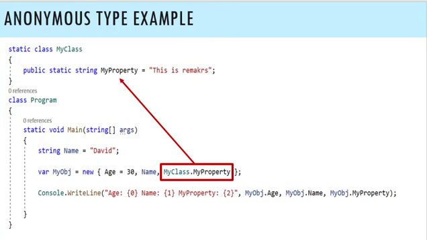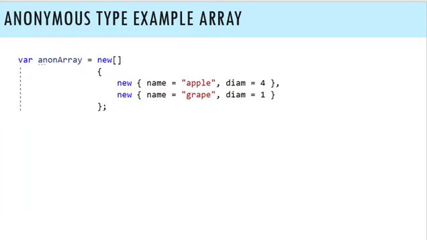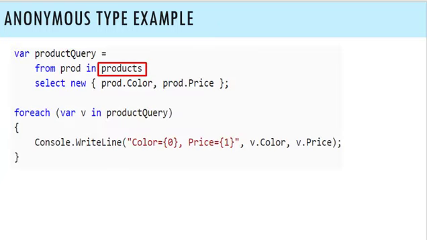Similarly, the third property is myProperty and it is defined as a static property in another class. So you can include properties of other objects or static properties in an anonymous type. You can also create an array of anonymous objects. But the anonymous objects are most often created and used in LINQ queries.